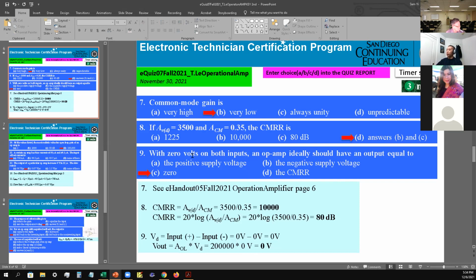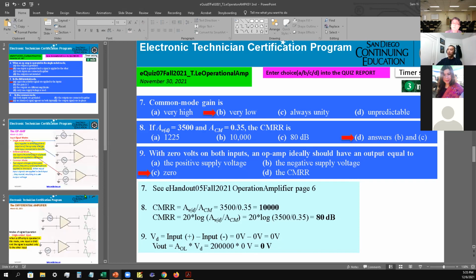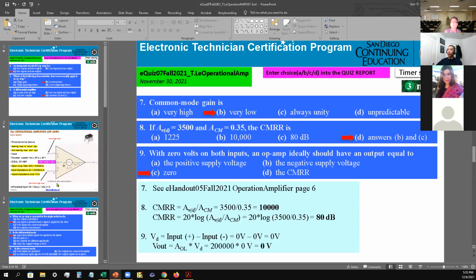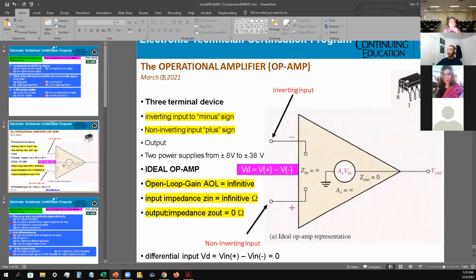Number 9, with 0 volt on both inputs, an op-amp should ideally have an output equal to 0. So this is mainly about the ideal circuit. It comes out to 0 volt. As you can see, the output here is going to come out 0 when you apply the same signal into both inputs.